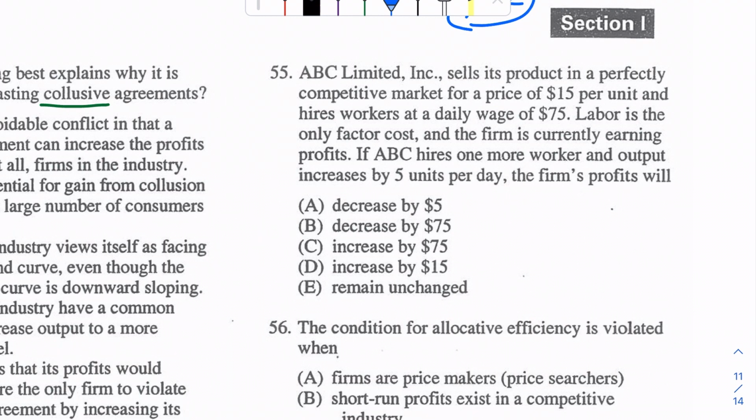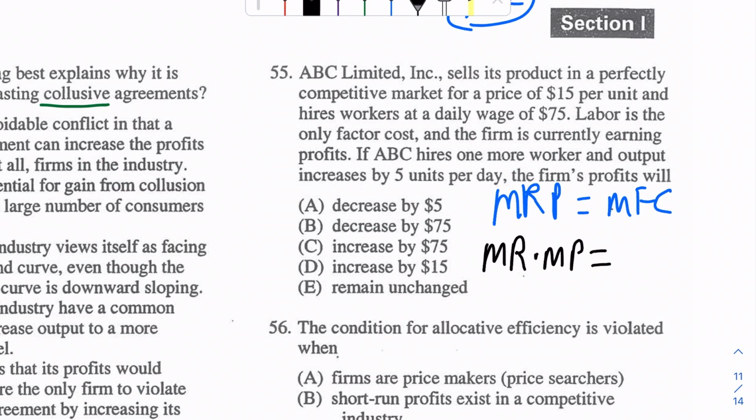So here's the deal. We are dealing with labor. So as soon as they mention labor, you need to be thinking about your MRP and your MFC. Remember that the MRP is your marginal revenue times your marginal product. And since this is a perfectly competitive market, your MFC is equal to wage.